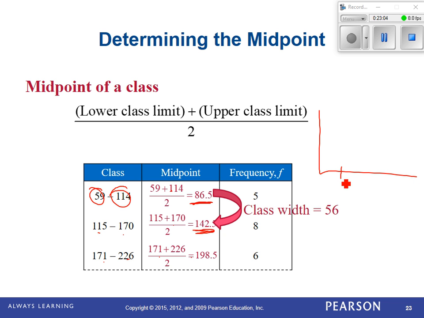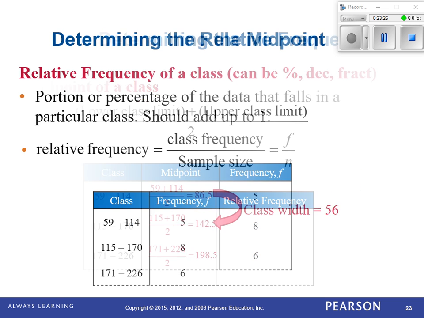We're going to use that midpoint, so 86.5, to do our graphs. That makes everything a little easier. That's the midpoint. That gets added in, and when we start to make an expanded frequency distribution, you put the midpoints in there and you put all this other stuff in there that we're going to go over.